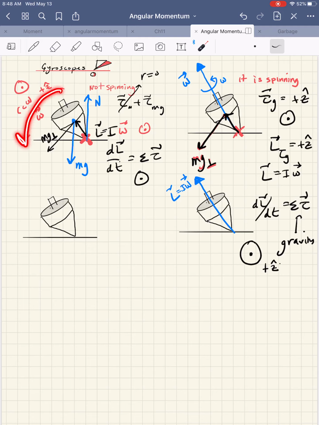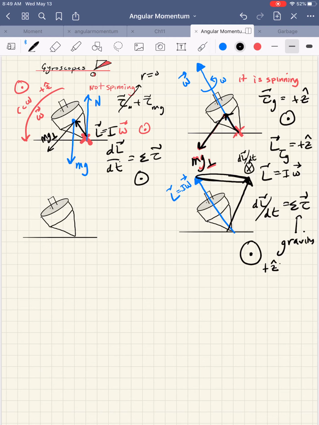Now, instead of causing it to rotate down like this, what it actually does is just causes L to change its direction. Maybe there's a better way for me to draw this, but what ends up happening is this thing will precess around. At some point, L will be here, and gravity will be forcing, when it's in this position, dL/dt from its torque that it's created. It'll be forcing it to go into the board at this point.